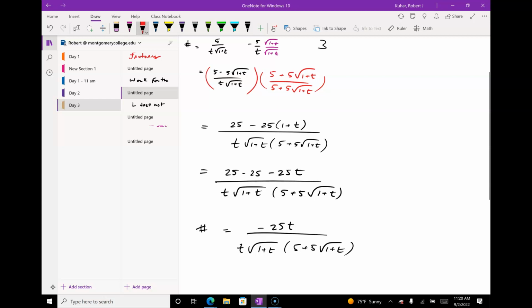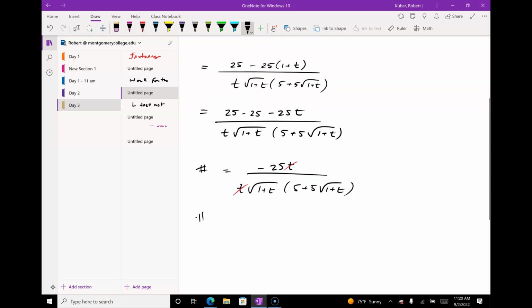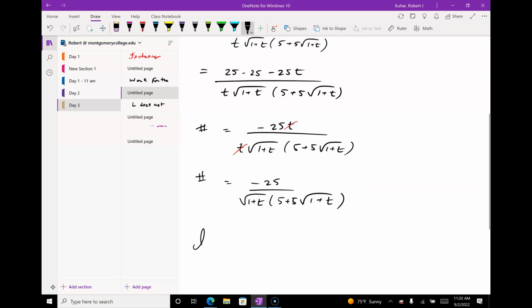And then my t's cancel. And I'm finally to a place where I can plug in t is 0 and not get 0 over 0. So I'm ready for my limit. Once I plug in, I no longer use my limit symbol.